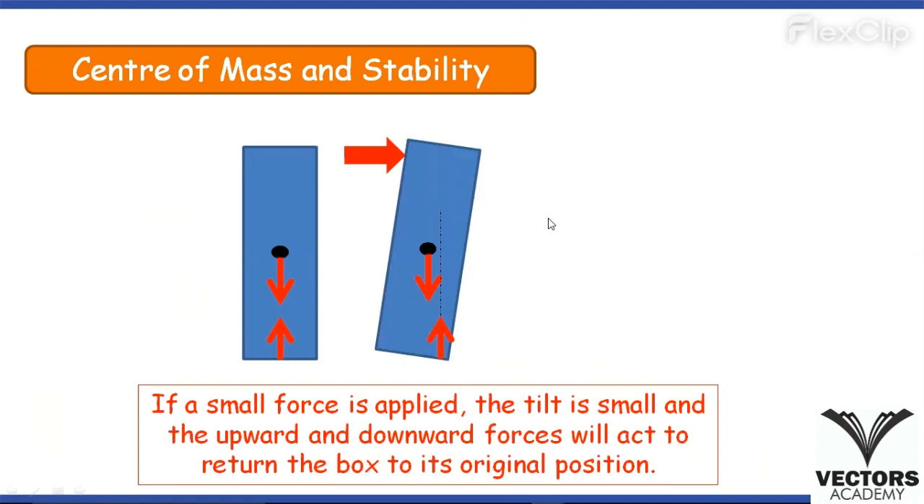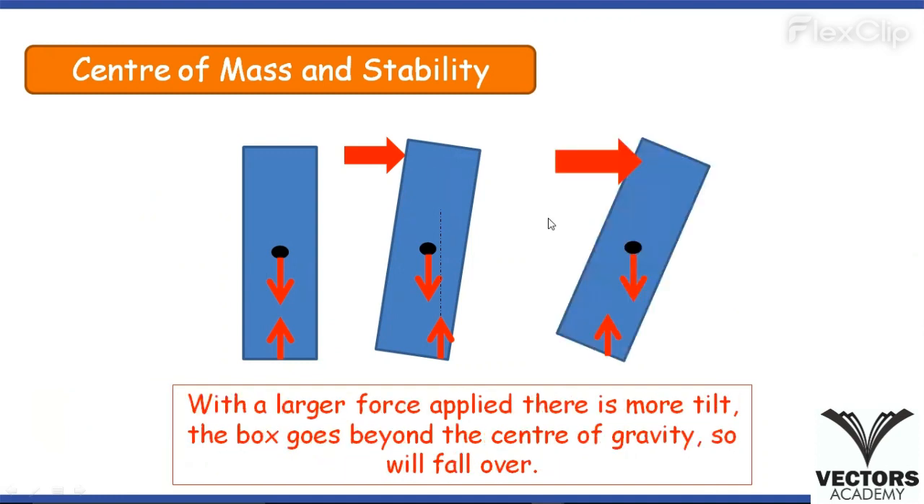When you slightly tilt the object, if a small force is applied, the upward force and the downward force will act on the object and return it to its original position. If you apply more force, the center of mass crosses the line of contact. Therefore, the object is not in equilibrium and it falls. Therefore, we say that the object is not stable.